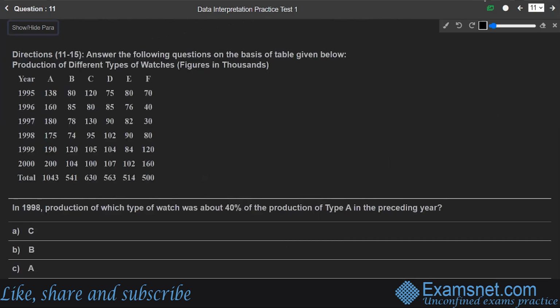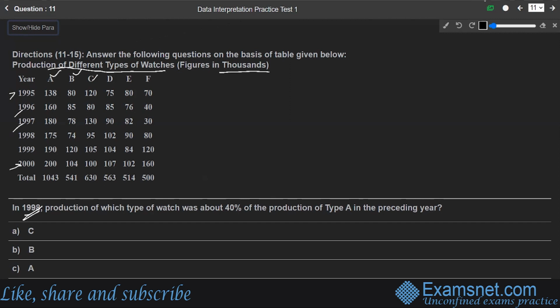There is a data given. We have to see the data first. Production of different types of watches, figures in thousands. So every value is in 1,000 units. Production of different types of watches: watch type A, watch type B, C, D, E, F, and so on. This is given yearly for the years 95, 96, 97, and till 2000. So year-wise, different types of watches have been produced, and that particular data is given to us.